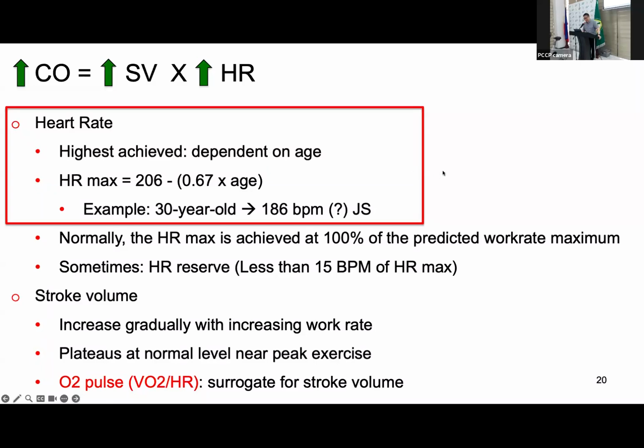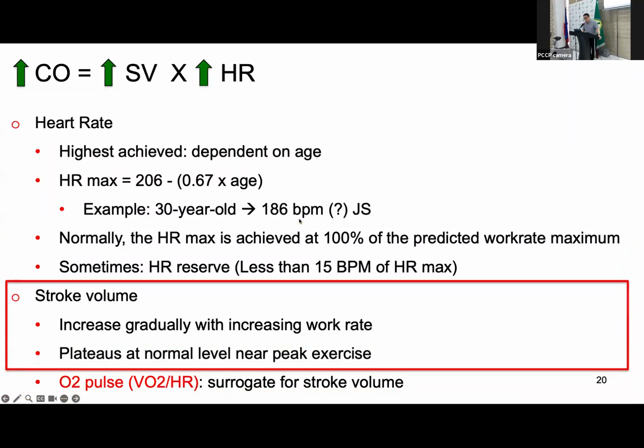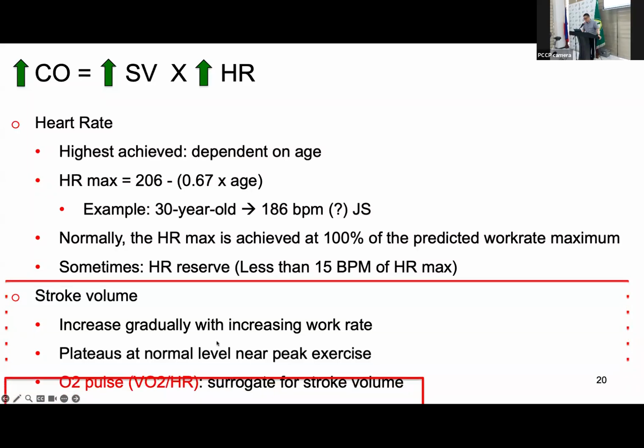Okay, sige. Normally, the heart rate maximum is achieved at 100% of the predicted work rate maximum. Sometimes there's a heart rate reserve of 15 at maximum exercise. Now, the stroke volume increases gradually with increasing work rate and plateaus near peak exercise. We cannot measure stroke volume during CPET. So we use a surrogate, which is the O2 pulse, VO2 over heart rate.